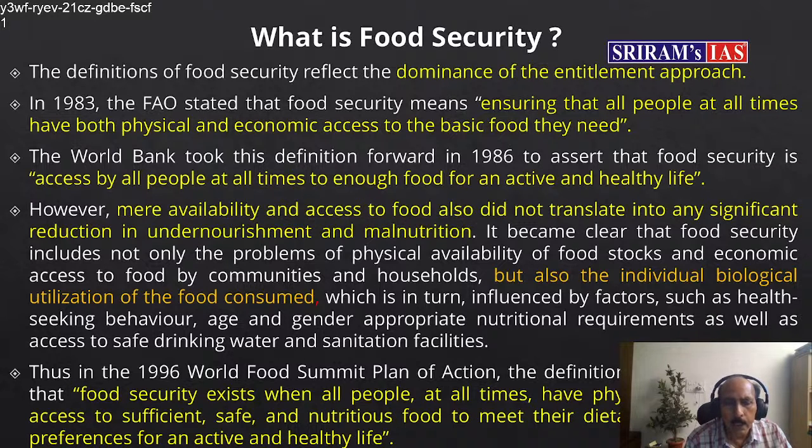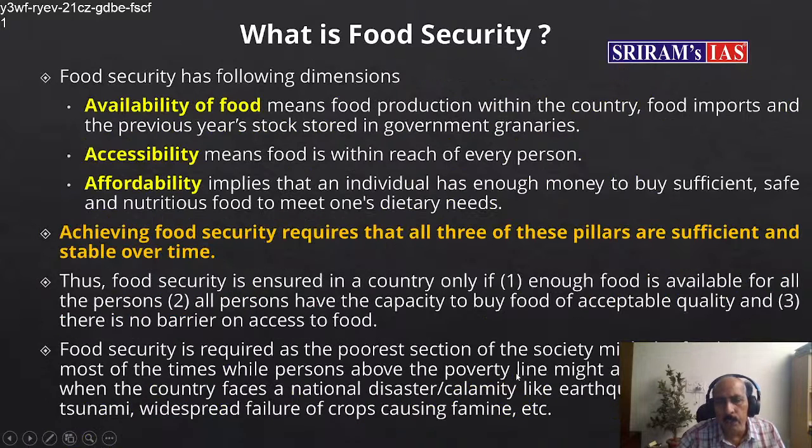That's why in 1996, the World Food Summit Plan of Action defined that food security exists when all the people at all times have physical and economic access to sufficient, safe, and nutritious food to meet their dietary needs and food preferences for an active and healthy life. Therefore, food security is sometimes defined in a very broader sense.